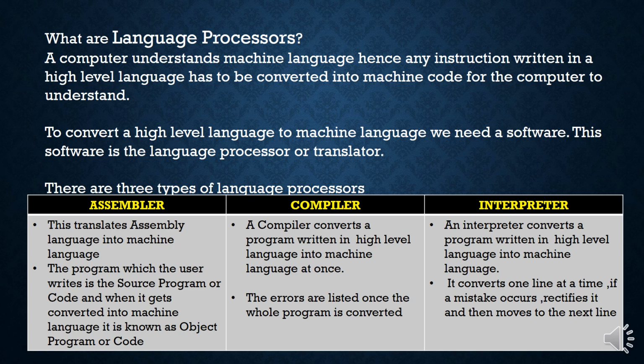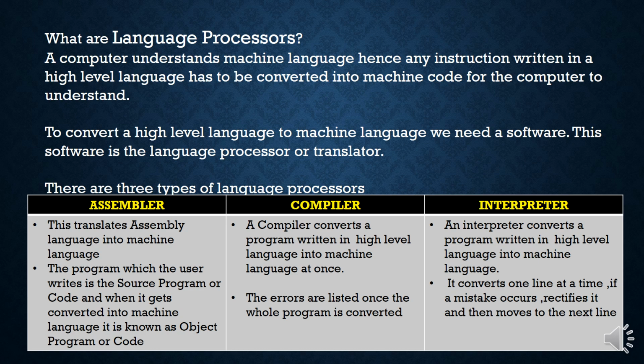Compiler. A compiler converts a program written in high level language into machine language at once. That means if you write a program, say for example of 10 lines, the compiler is going to read all the 10 lines together, and then it will execute those 10 lines along with the list of mistakes. That means the errors are listed once the whole program is converted.